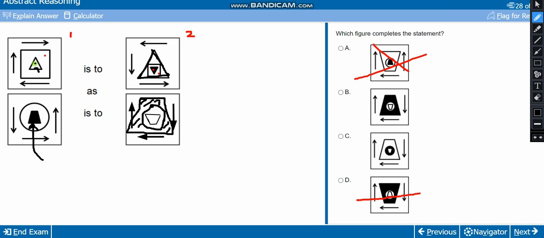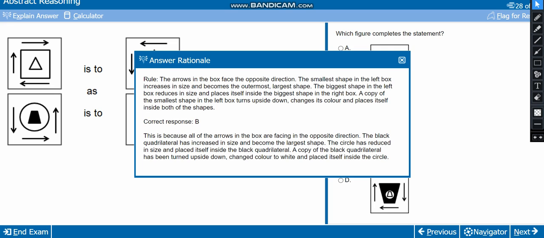And that eliminates our option C, and it leaves behind only option B, and option B matches all the requirements that we've talked about so far. So the answer is B. And here's the answer rationale.